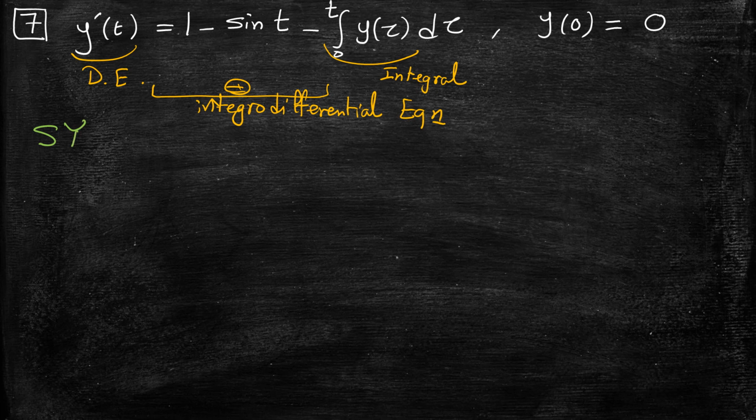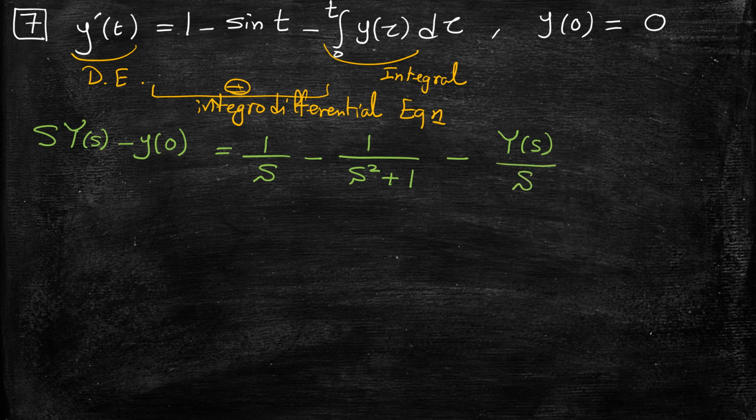So using Laplace transform, this y dash will be s y of s minus y of 0. And then we have this 1 will be 1 over s. Sine will be 1 over s squared plus 1. The integral will be, what is inside this integral, which is y of s, and the integral itself will be division by s. We have the value of this y of 0 given as 0.